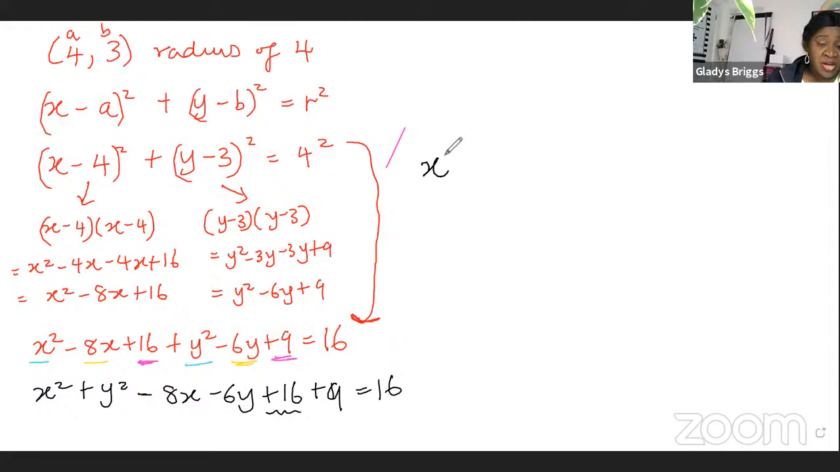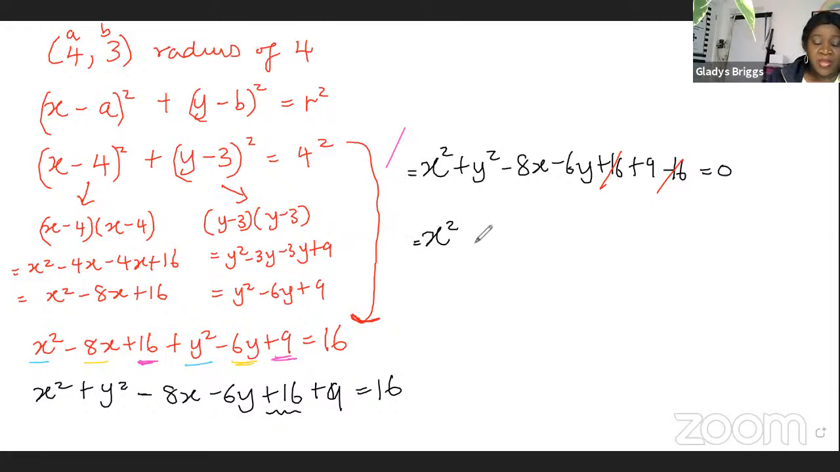I'm just going to come here, all right, x squared plus y squared minus 8x minus 6y plus 16 plus 9 minus 16 is equal to 0. This guy here will cancel this guy. And then my answer will be x squared plus y squared minus 8x minus 6y plus 9 is equal to 0.